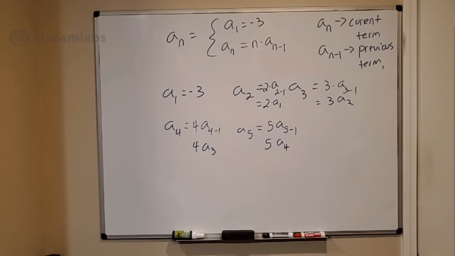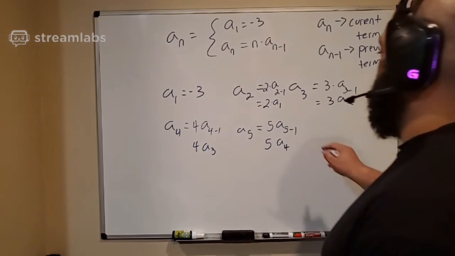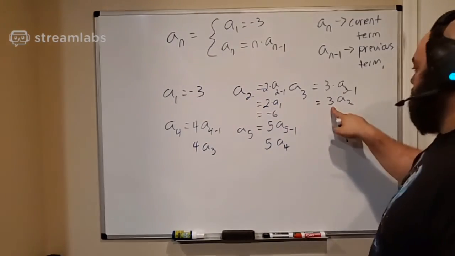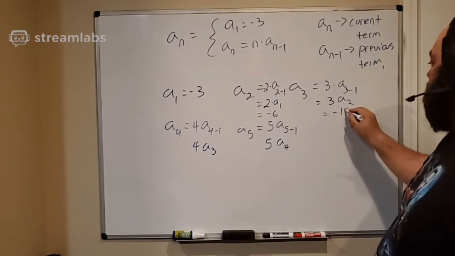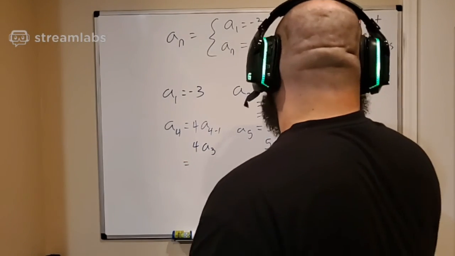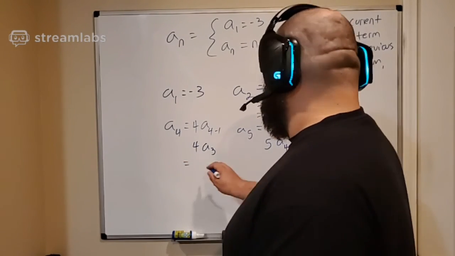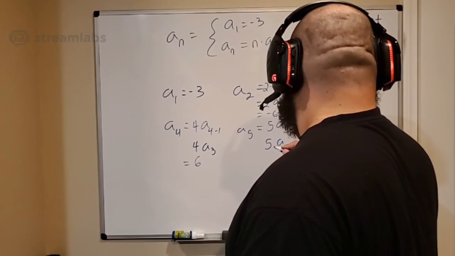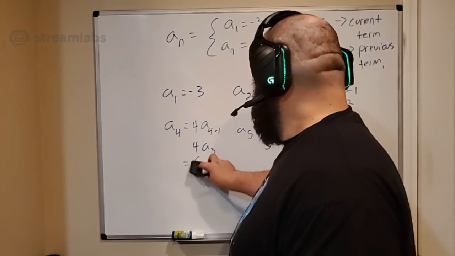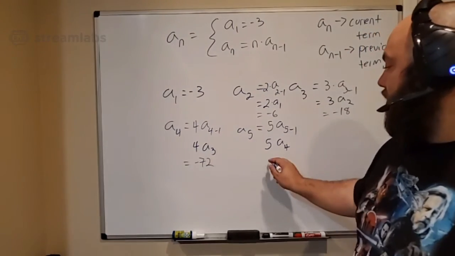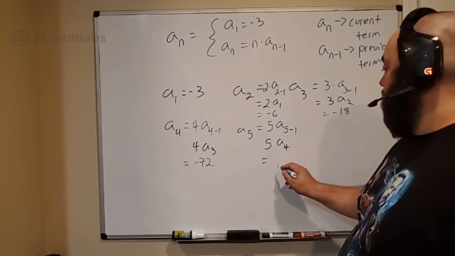So it becomes hopefully very quick and easily understood that this is just 2 times negative 3, so we get negative 6. This is 3 times negative 6, which is negative 18. Then this is 4 times negative 18, 40, 64? No, 60. 72. Because I can math, I promise. Negative 72. And then 5 times negative 72, 350, 360. So negative 360.